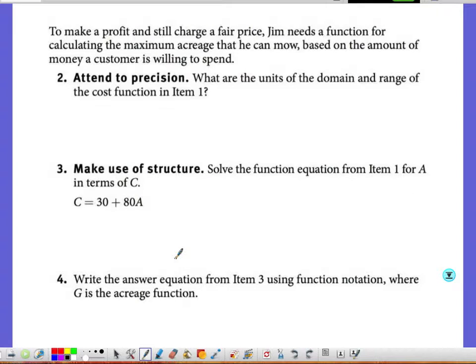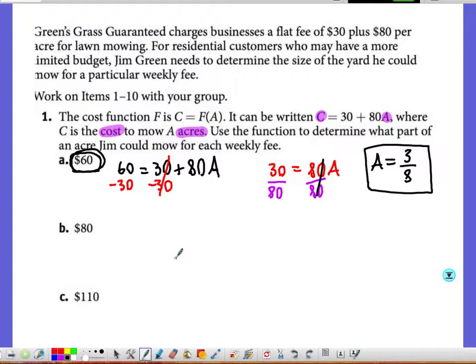To make a profit and still charge a fair price, Jim needs a function for calculating the maximum acreage that he can mow based on the amount of money a customer is willing to spend. What are the units of the domain and range of the cost function in item 1? Well, that's fairly easy. C equals 30 plus 80a.